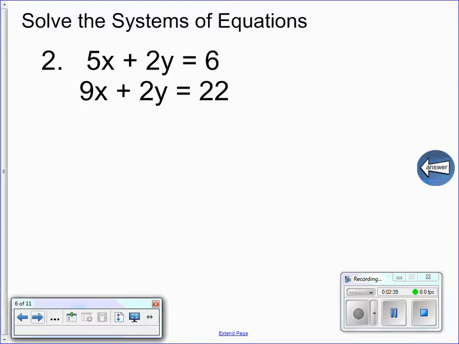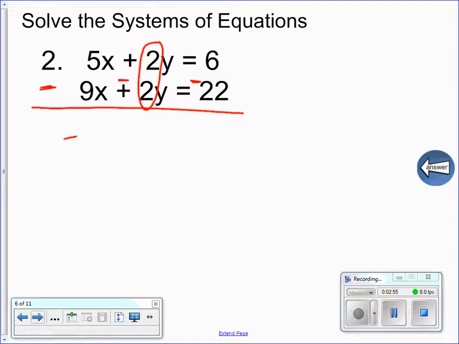Solving this system of equations, we have these two. I see that these have the same coefficient, but they're both the same sign, both positive, so I'm going to have to subtract. Remember, when you subtract, subtract all the way across. So that gets me negative 4x, these cancel out, equals negative 16, so x is equal to 4.